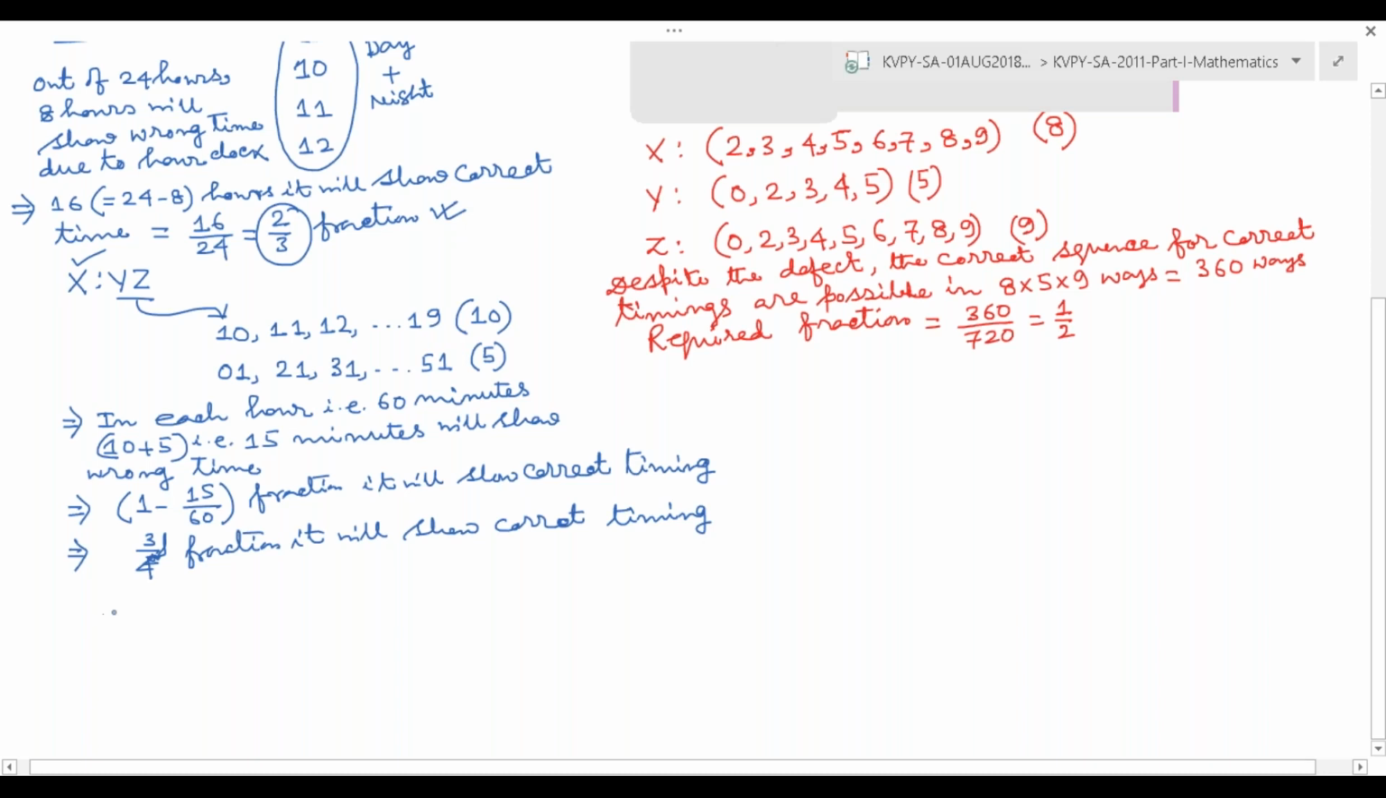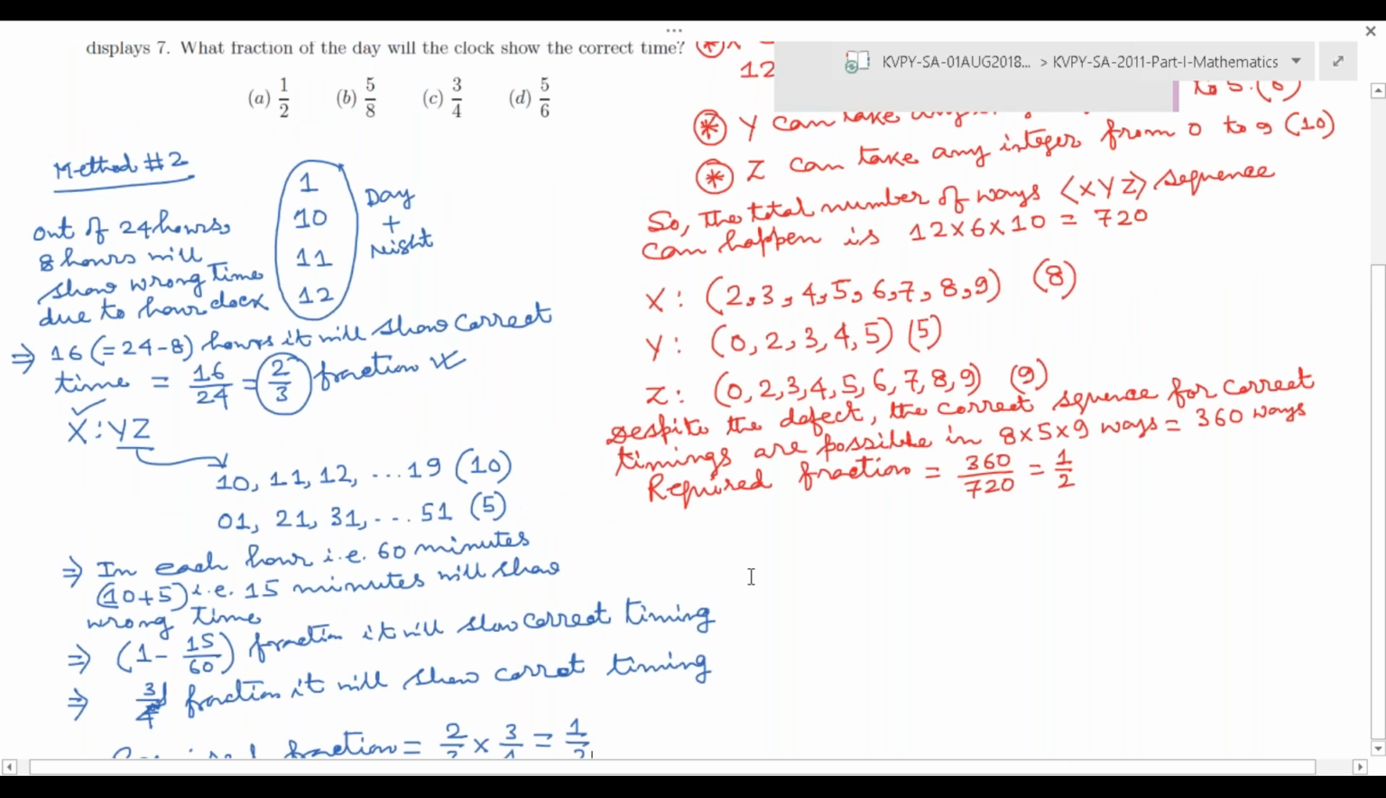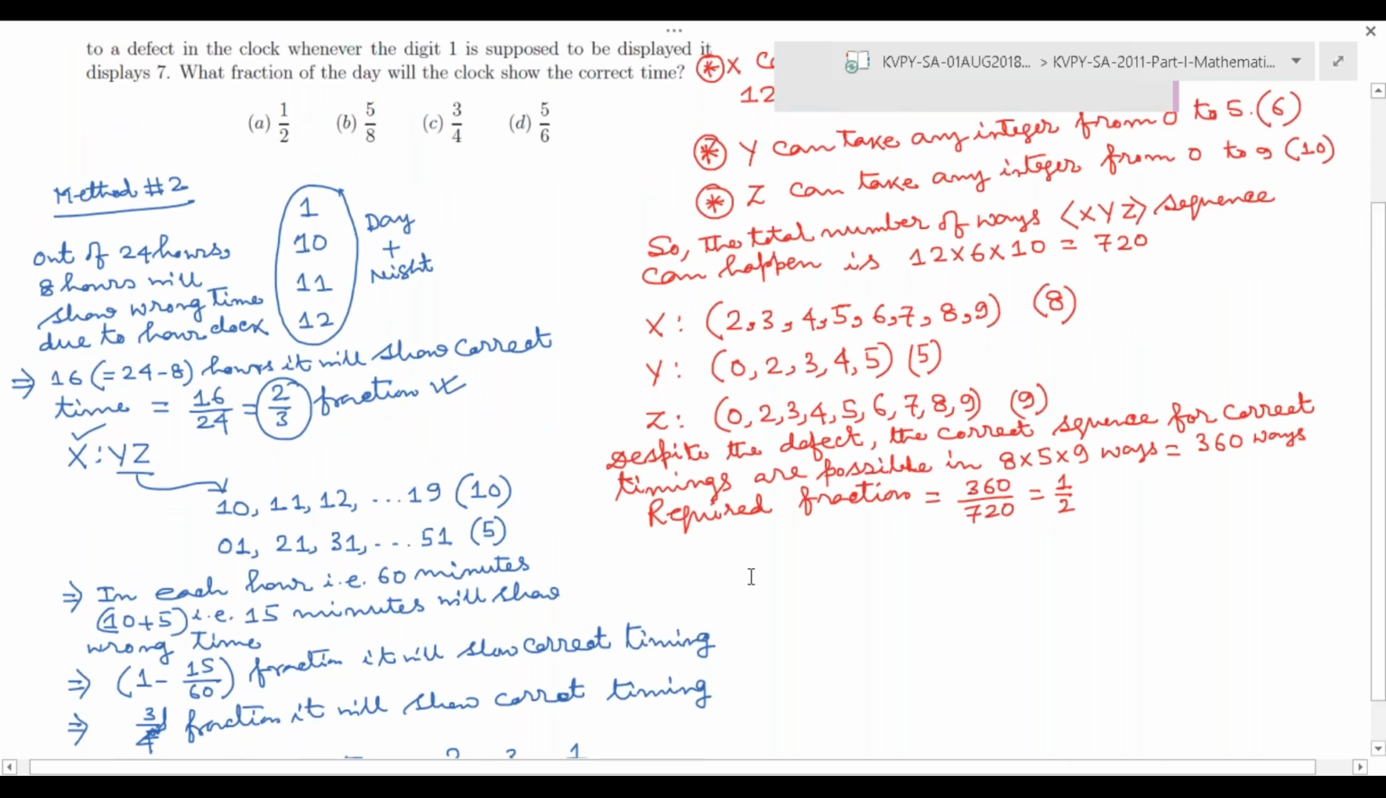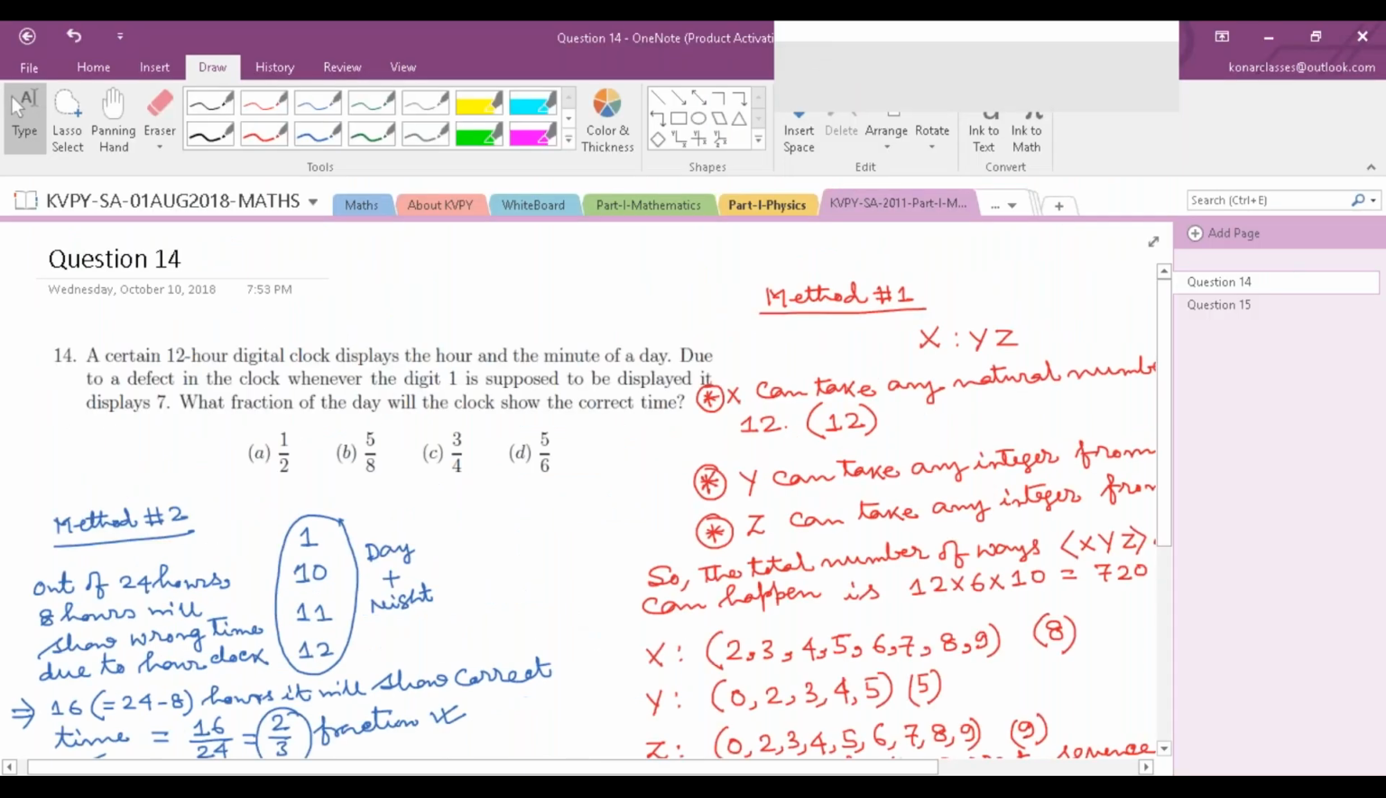So the required fraction will be what? The required fraction in this case is equal to 2 by 3 into 3 by 4, because out of this 2 by 3 fraction, which is correct due to the hour clock, the minute clock will be correct 3 by 4. So here is the principle of multiplication, that is 2 by 3 into 3 by 4, which is equal to 2 by 4, which turns out to be 1 by 2. So you see that by means of two different methods, we reach the same conclusion, and we get the correct answer as 1 by 2. If you have any doubt, please do let me know before we proceed to the next question.